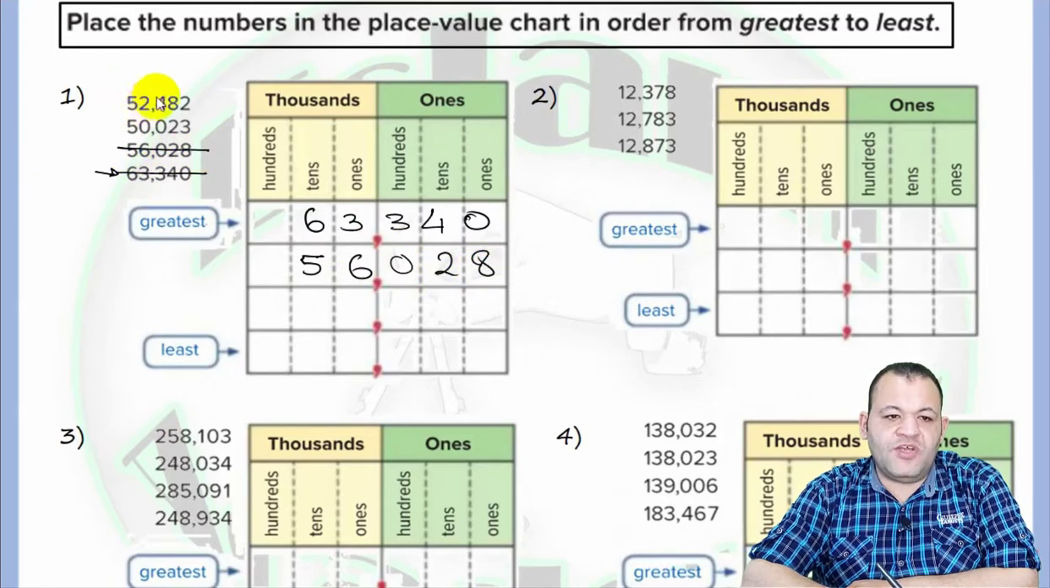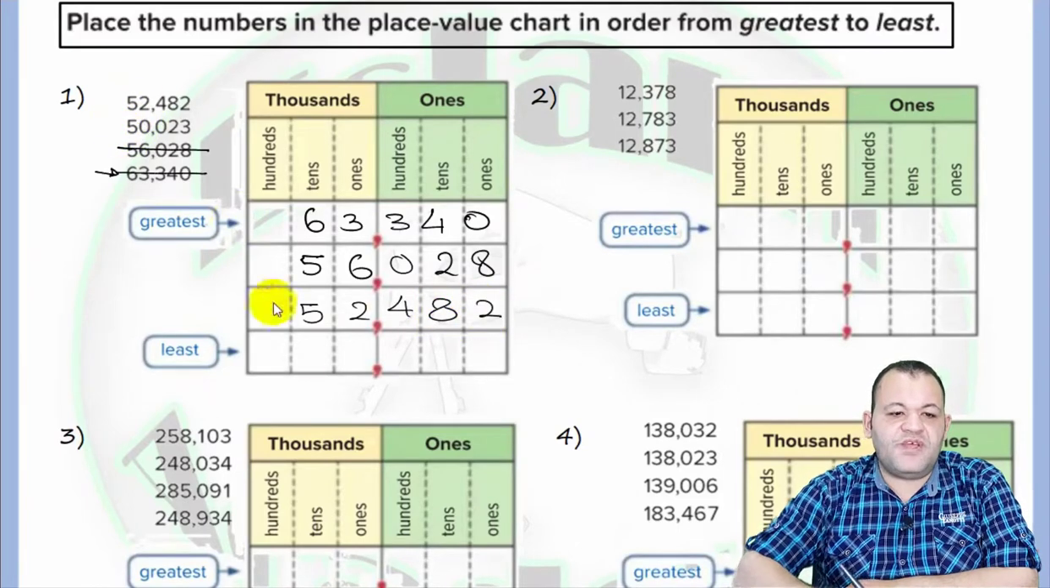After that, we have 52,000 and 50,000. So the greatest is 52,000, because 52,000 is greater than 50,000. So we have 52,482. The least number would be 50,023.